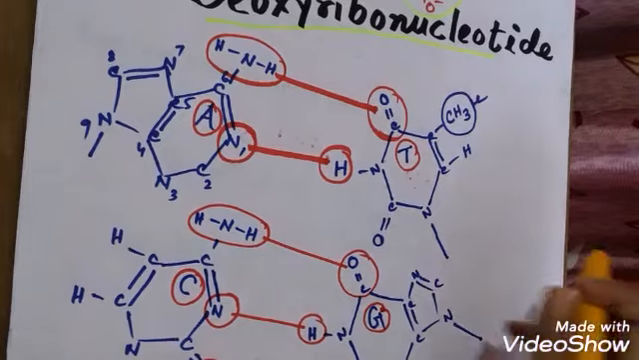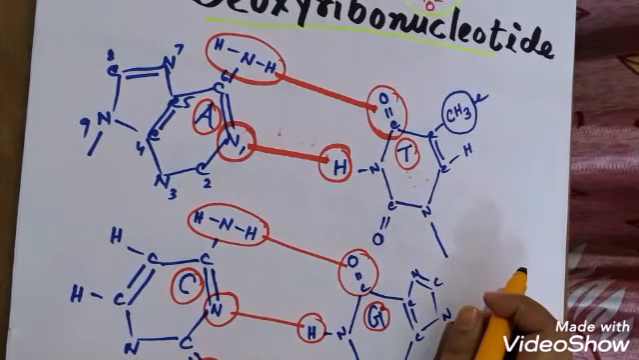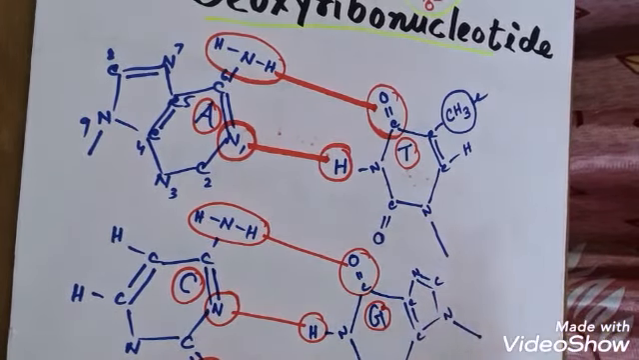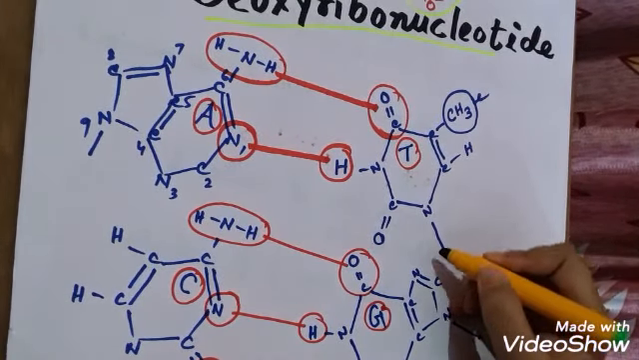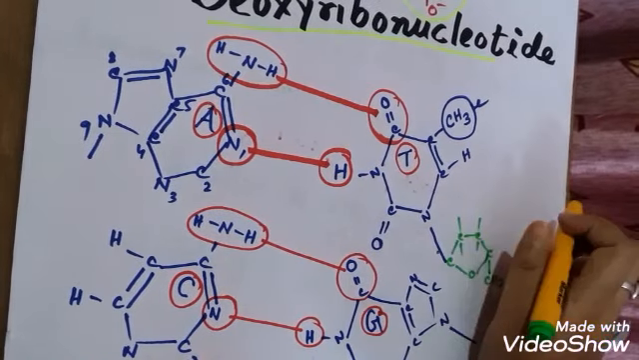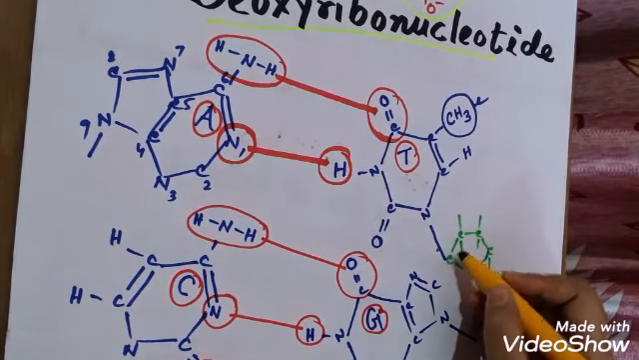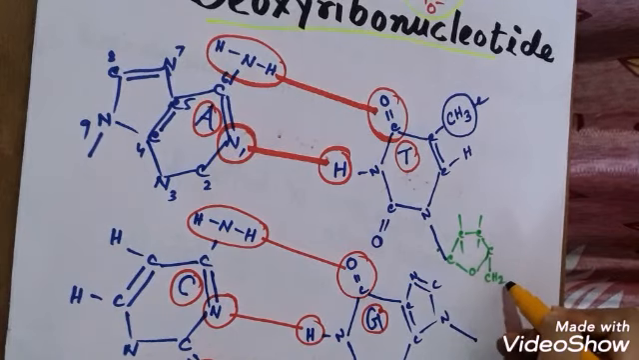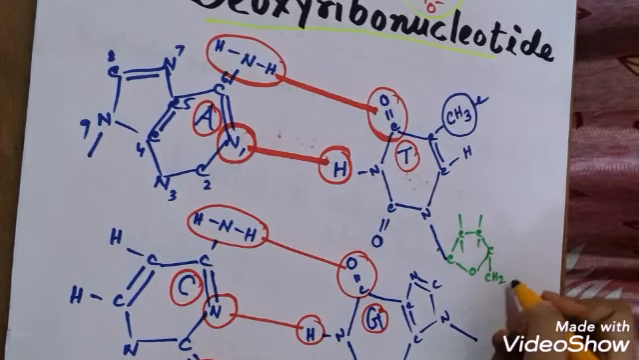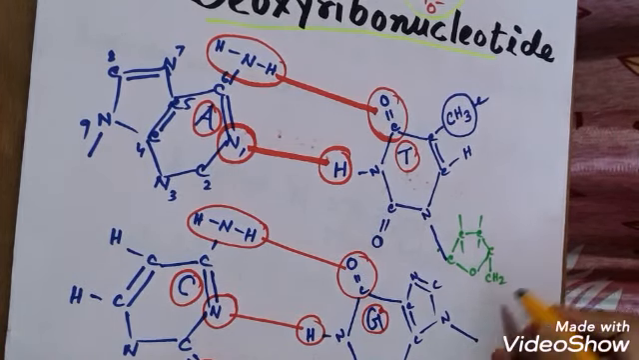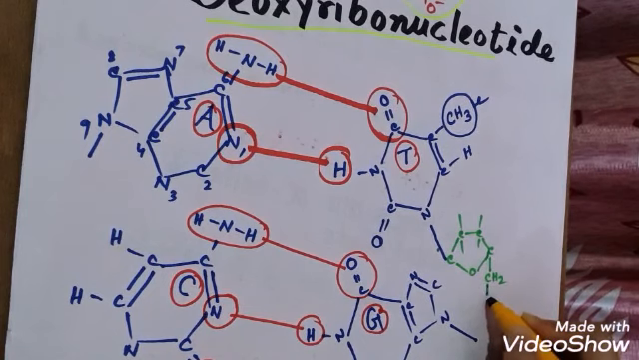Now we have to put the deoxyribose sugar with these nitrogens. One, 2, 3, 4, 5 CH2, and if we put OH there, then we have to add the phosphate group with that CH2OH. So I am not writing the OH here, I will add the phosphoric acid there.